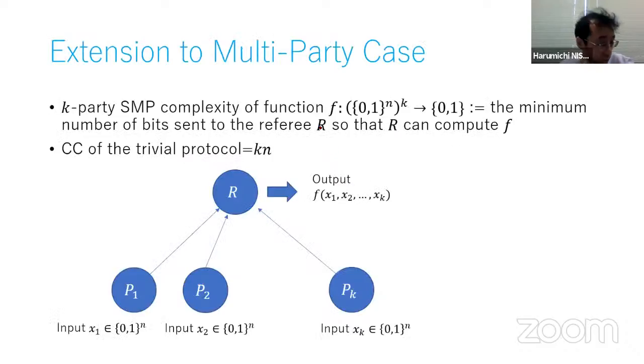Also, we can consider the multi-party case. This is simply going from 2 parties to k parties. Of course, in this case the trivial protocol costs kn if all inputs have length n.